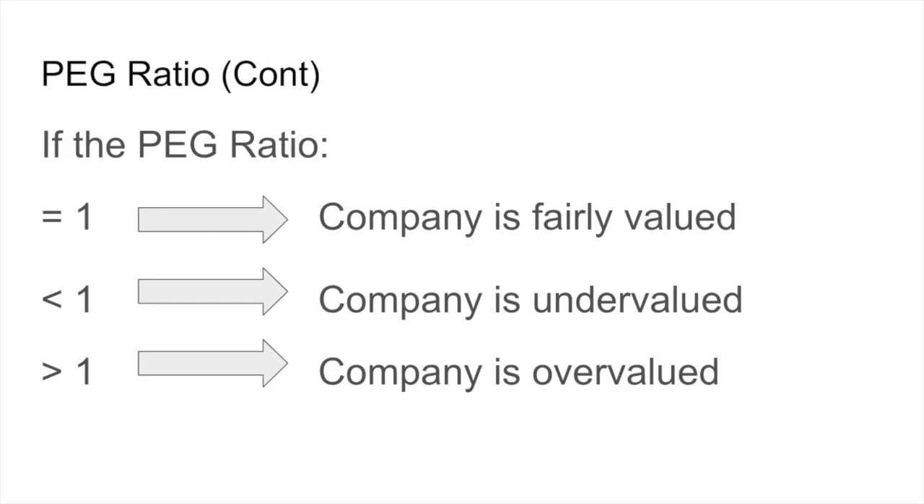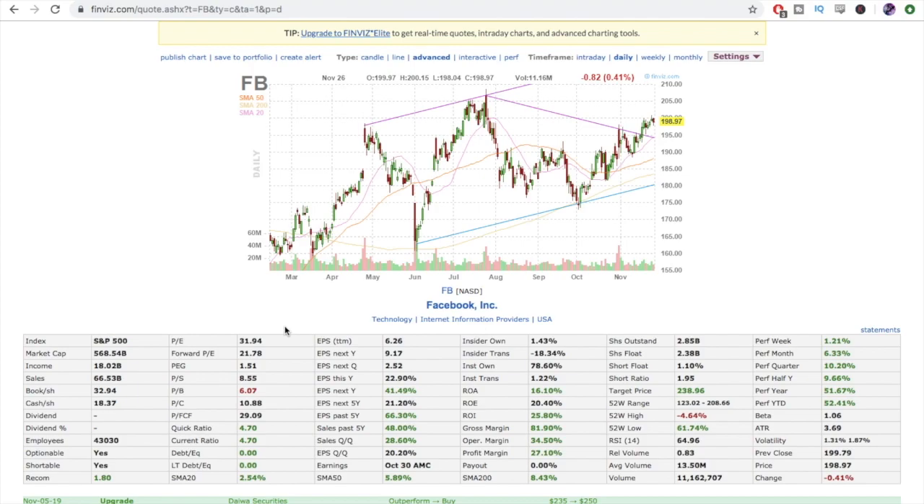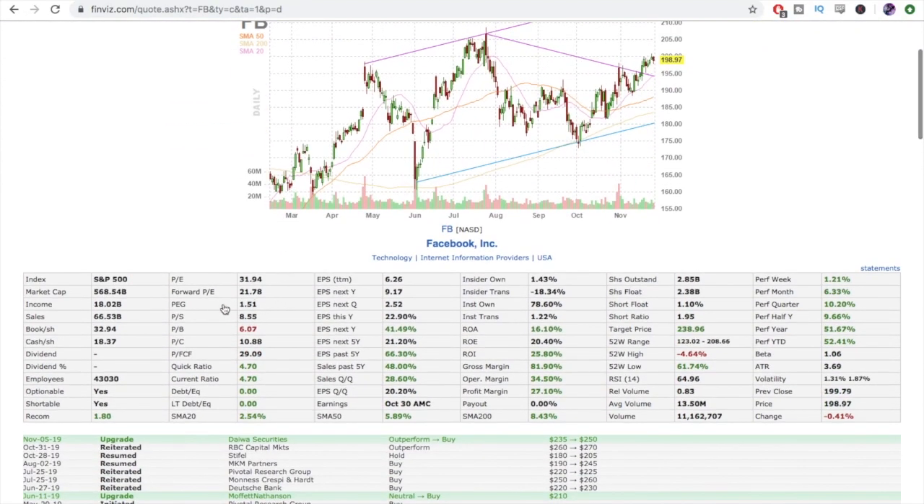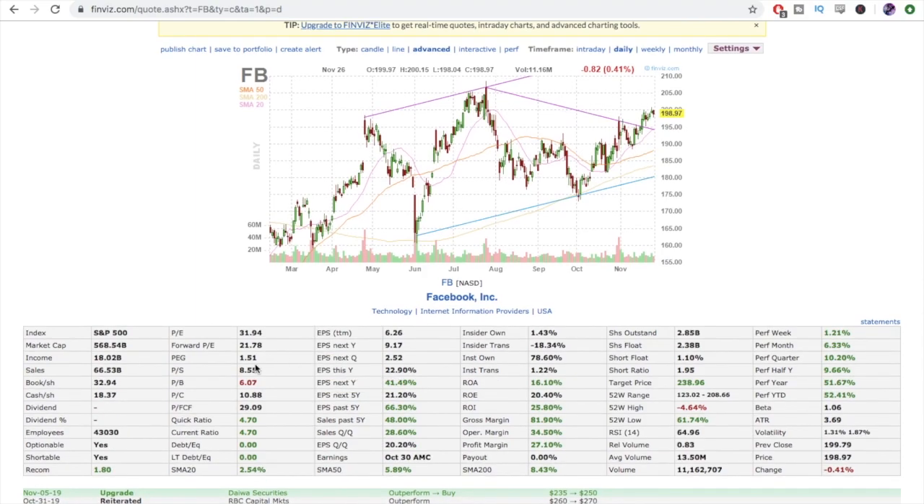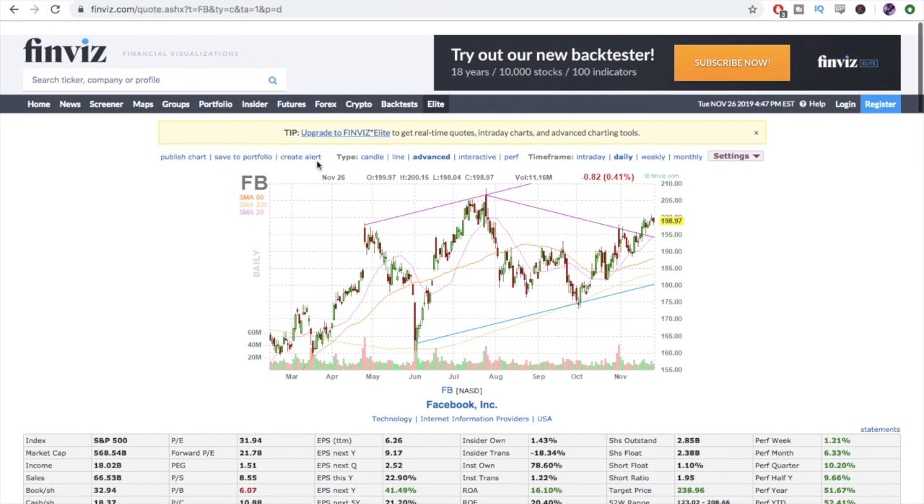And again, we can go to Finviz and use that to find the PEG ratio of any company. Here, Facebook, and the PEG ratio is right here, 1.51. So again, what this means is that the company is potentially overvalued because the earnings growth rate is lower than the price to earnings ratio. And we can see that right here. The earnings growth rate over the next 5 years is 21.2%, and the PE ratio is 31.94. So, we can clearly see that the earnings growth rate is lower.